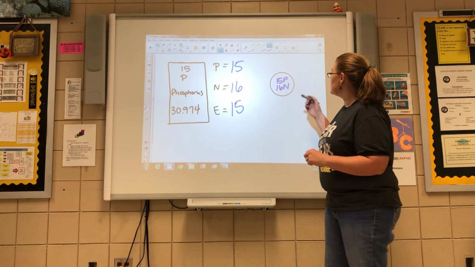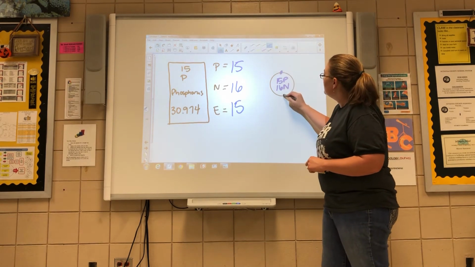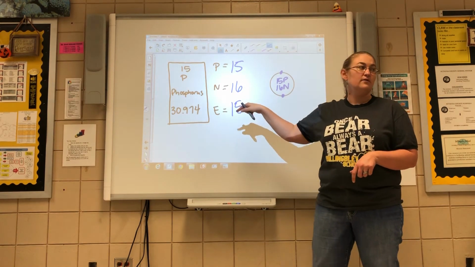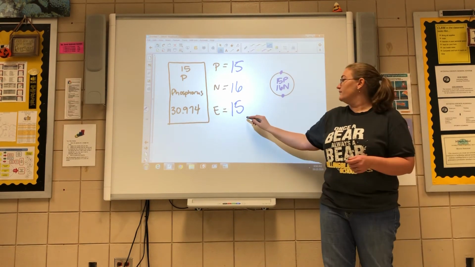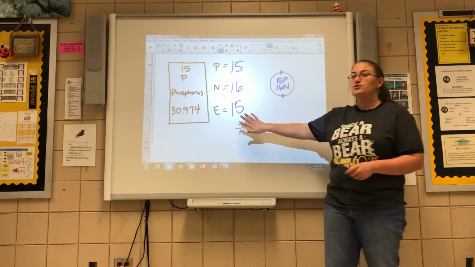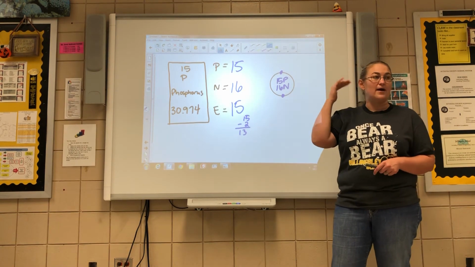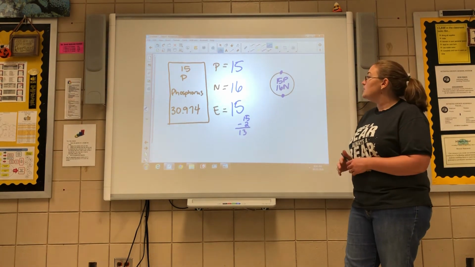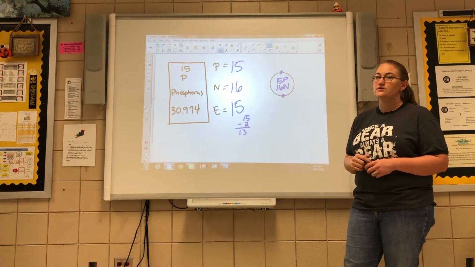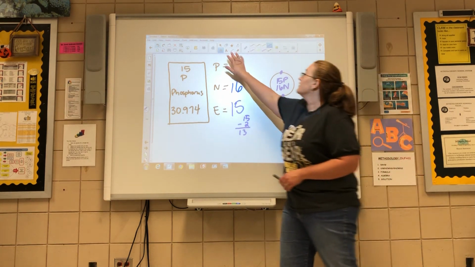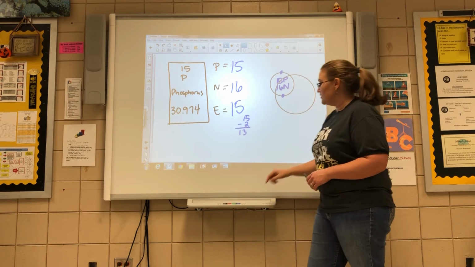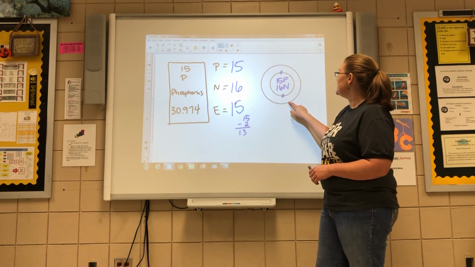How many electrons can go in that first layer? Two. So I'm going to draw 2 electrons. How many do I have total though? 15. I've used 2, so I'm at 13. I don't care that you show this; I'm just showing it so you can see where my thinking is coming from. Since I can't put but 2 in the first layer, I have to go to a second layer, so I need another circle.